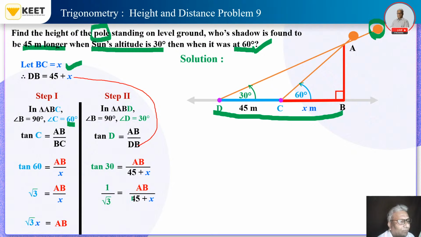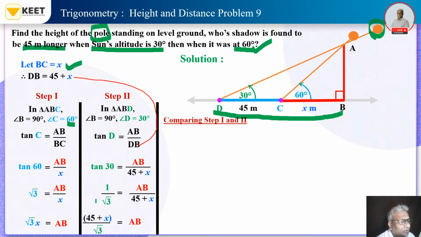Now in the next step, we will cross the 45 plus x to the left hand side, giving you 45 plus x upon root 3 is equal to AB. So now we will check that in step 1 and step 2 we get the value of AB. This is the value of AB here, which is root 3 x, and the value of AB in the second step is 45 plus x upon root 3. So compare step 1 and step 2. Here you will get x root 3 is equal to 45 plus x upon root 3.